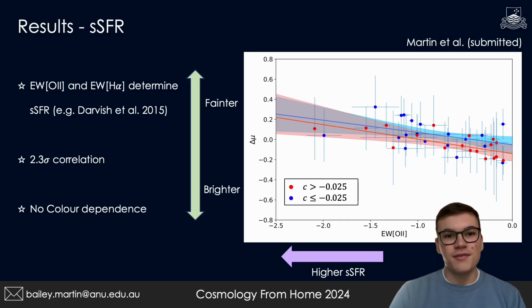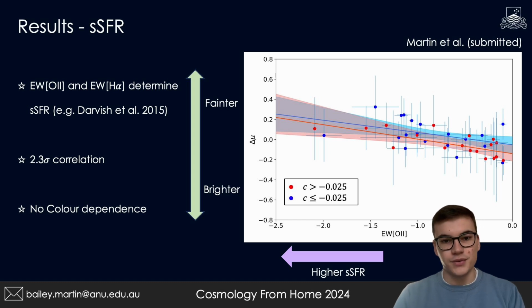Now, more star-forming galaxies produce larger equivalent widths in the O2 emission feature. What we find is a 2.3 sigma correlation between the O2 equivalent width from the host galaxy and the Hubble residual. This correlation appears to be independent of supernova color. This O2 correlation is equally as strong as the host galaxy mass step in our observed sample, suggesting that it may also be a useful indicator of systematic influences on supernova distance measurements.